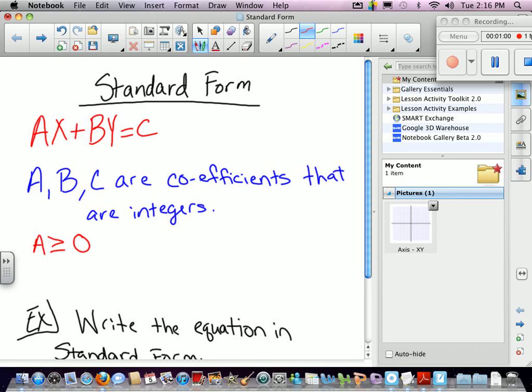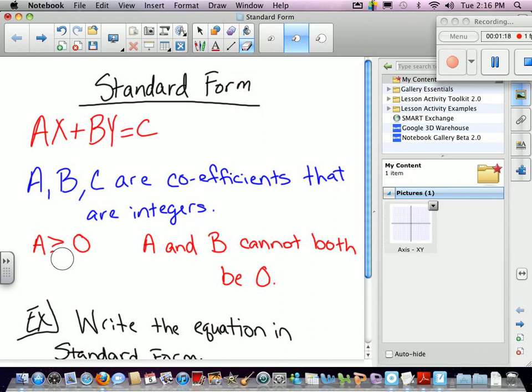Okay. There is also one other stipulation that a and b cannot both be 0. Okay. So since we said that, what we're actually going to do is take away that part. Well, we can leave it as equal to 0 because if we only had a y, then a would be greater than or equal to 0.